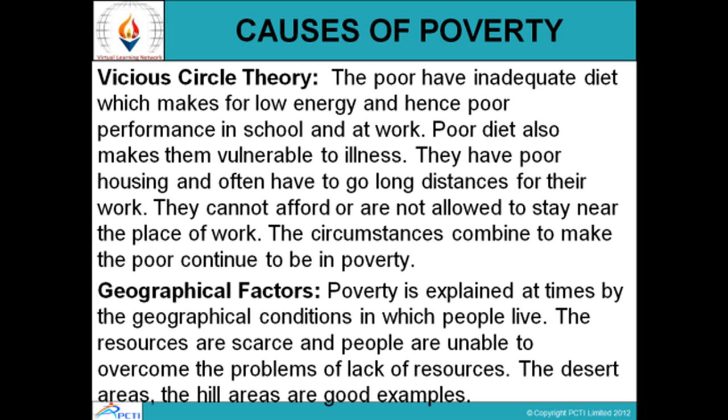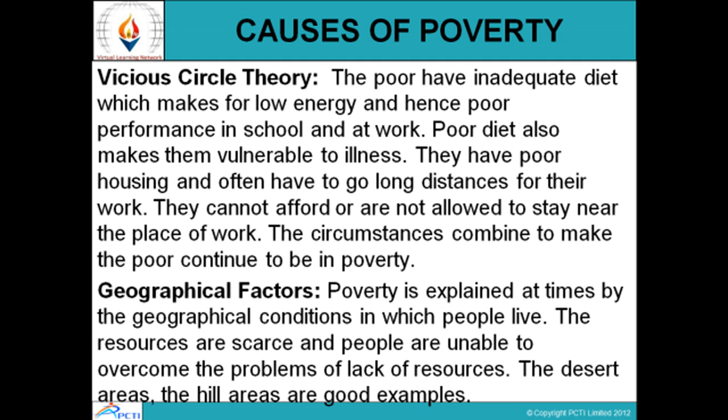Vicious cycle theory. The poor have an inadequate diet, which makes for low energy and hence poor performance in school and at work. Poor diet also makes them vulnerable to illness, and they have poor housing and often have to go long distances for their work. They cannot afford, and are not allowed, to stay near the place of work. These circumstances combine to make the poor continue to be in poverty.